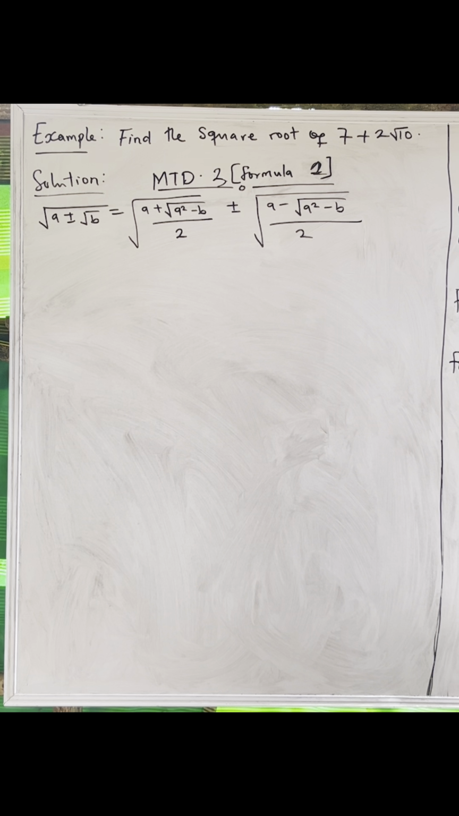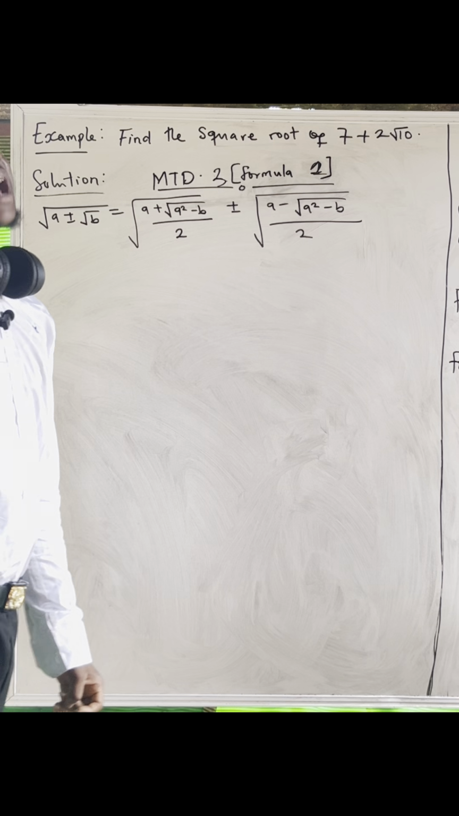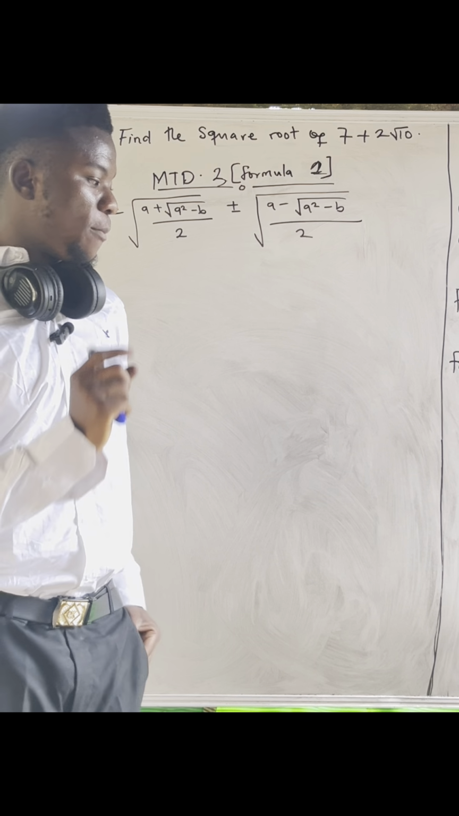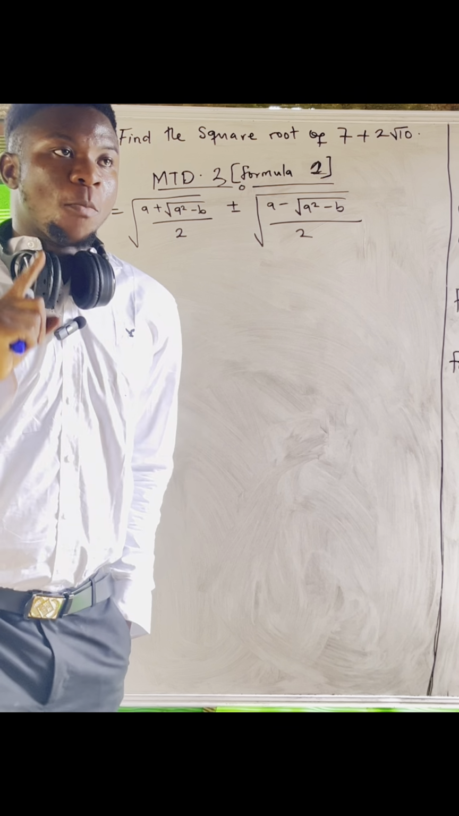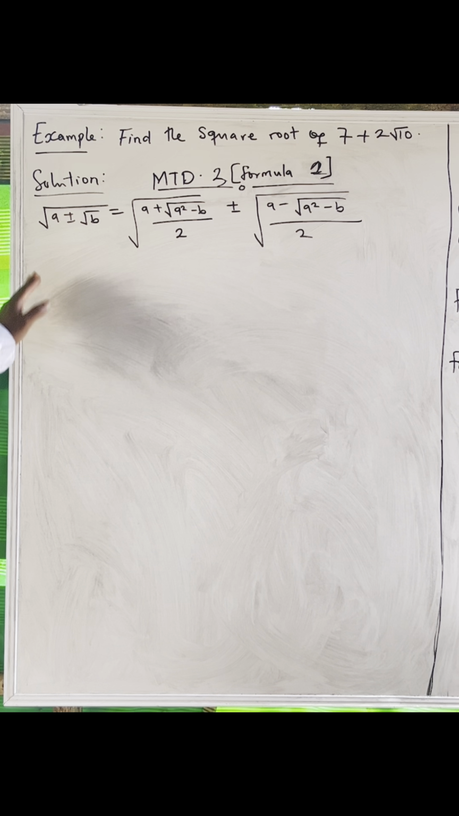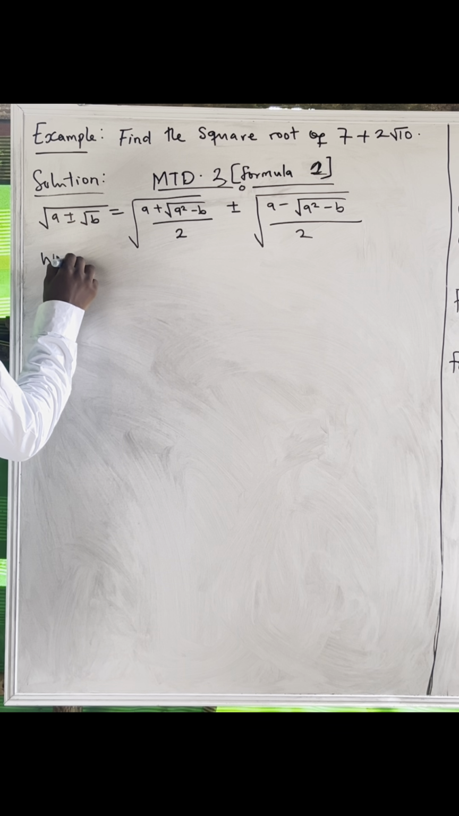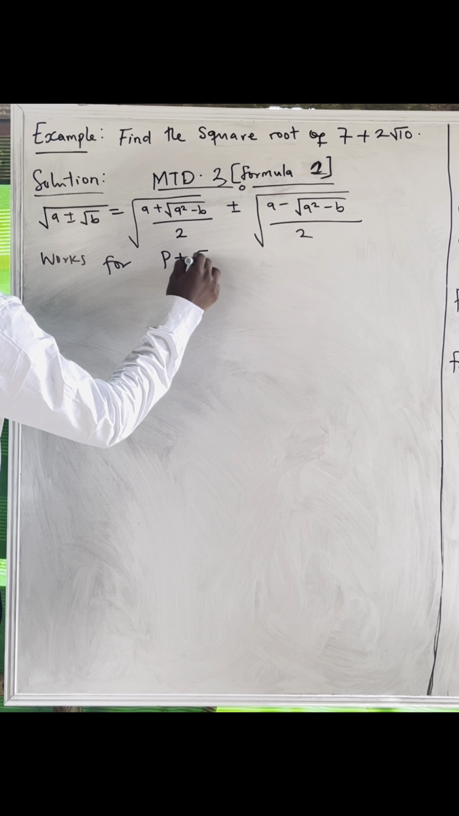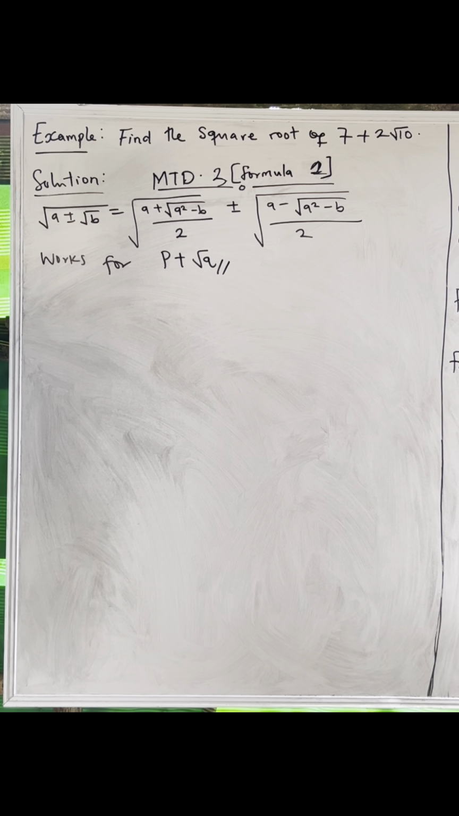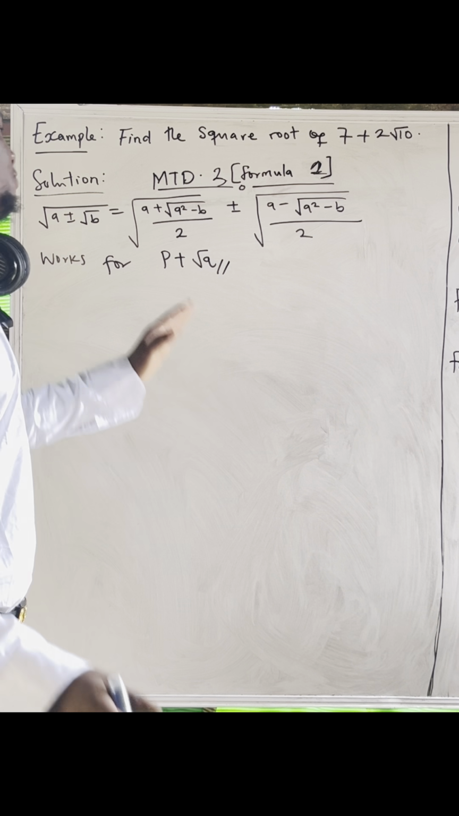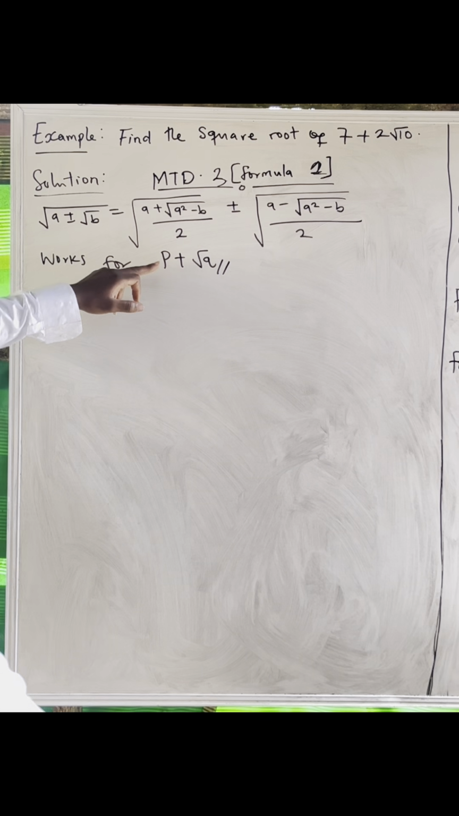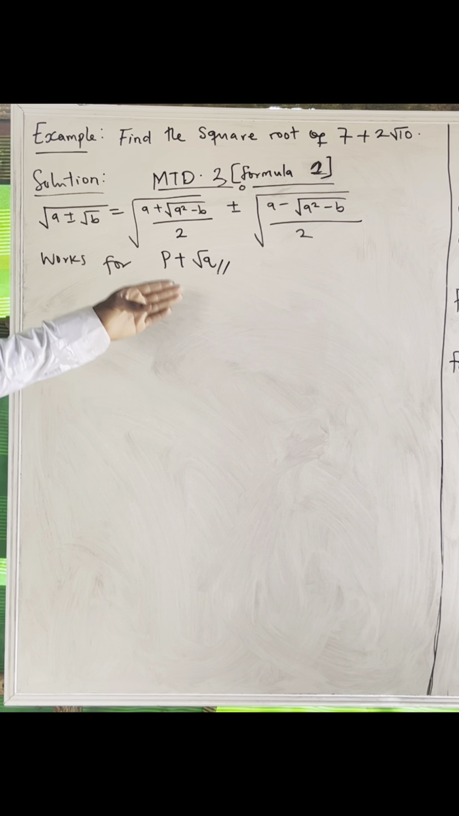Now, you have to know that the trick and the method 1 we used the other time work for questions in the form P plus 2 root Q. But this method 3 and this formula work for questions in the form P plus root Q. So this simply means that before I can use this formula, I must firstly convert my question to this form of P plus root Q. So how am I going to do that?